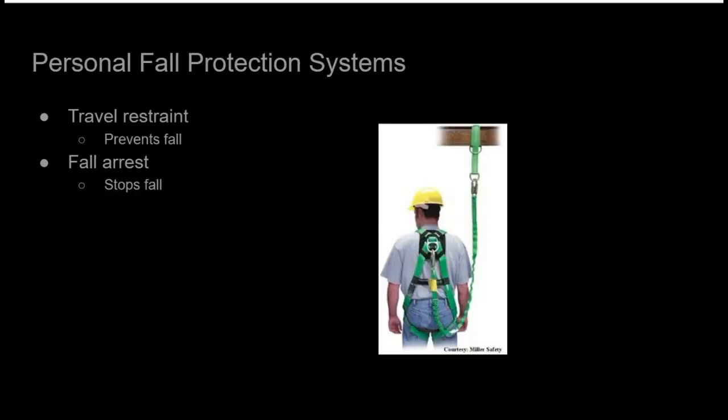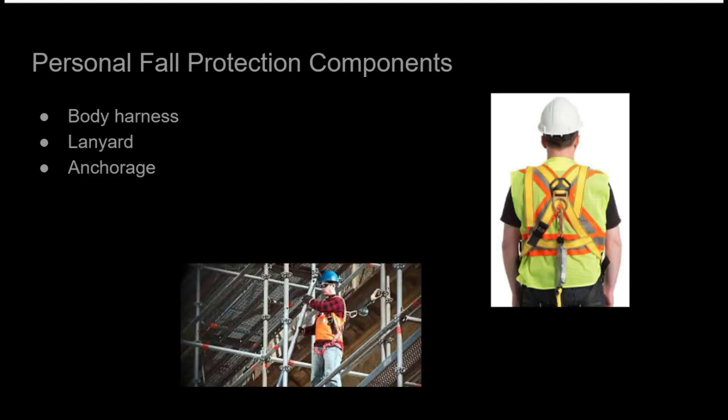Personal fall protection includes travel restraint systems, which prevent falls, and fall arrest systems, which stop falls. Employers need to make sure workers have required personal fall protection equipment, are trained how to use it, and use it safely. Personal fall protection includes, at a minimum, a body harness, lanyard, and anchorage. The lanyard connects the body harness to the anchorage.